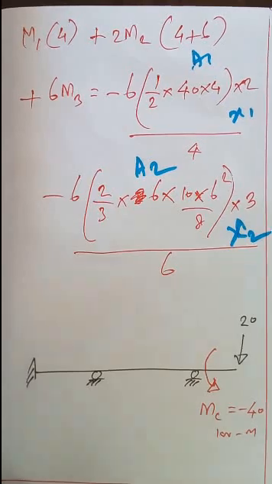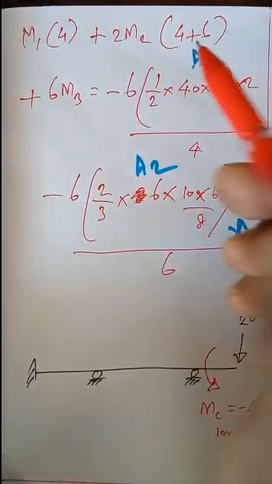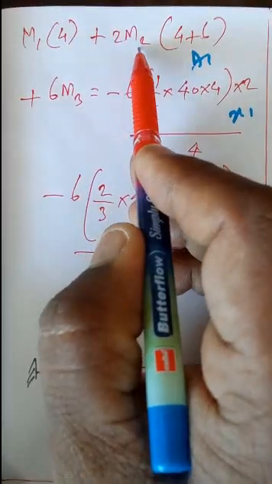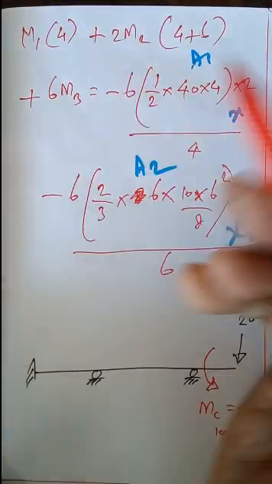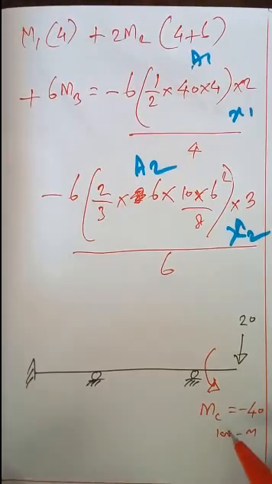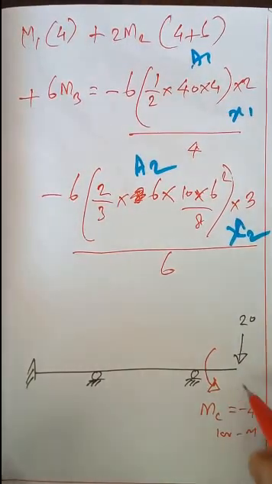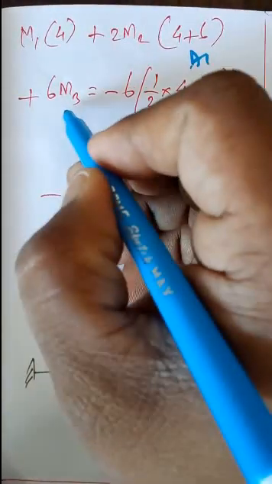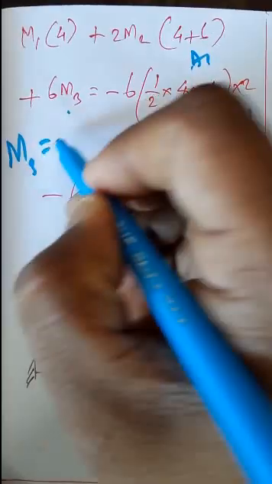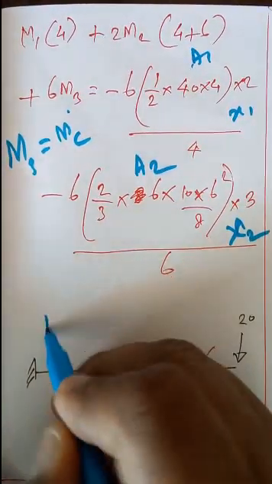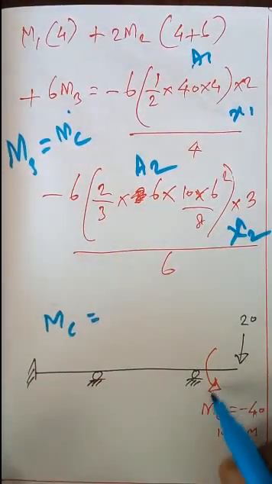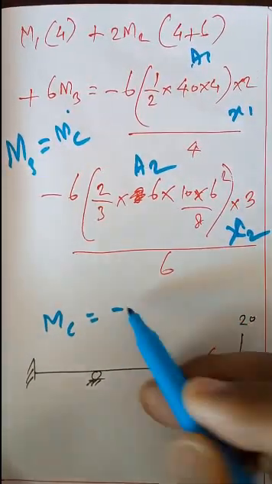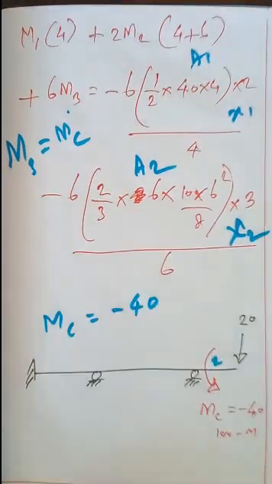Now here there are 3 unknowns, M1, M2, M3. M1 is MA, M2 is MB, M3 is MC. So we have to substitute this value of MC equal to minus 40 kilonewton meter in this place. So M3 equals MC, which is 20 into 2 meters, 20 into 2 minus 40 kilonewton meter. That we have to substitute.